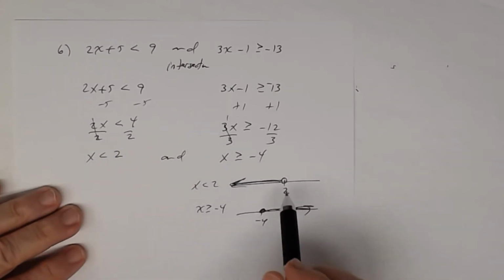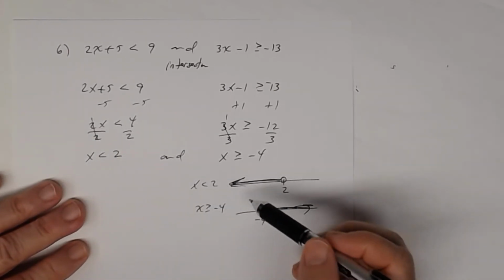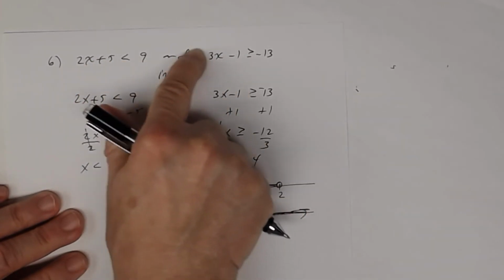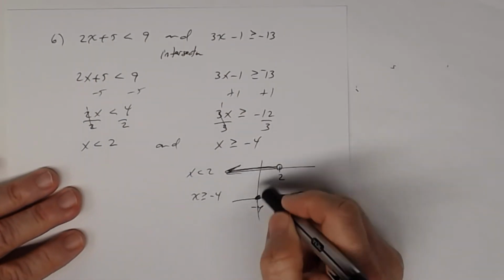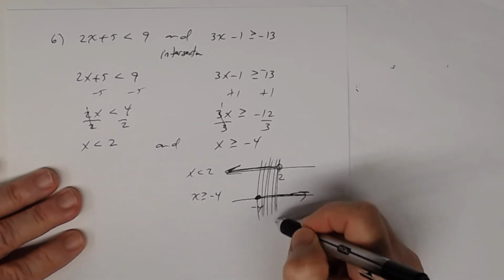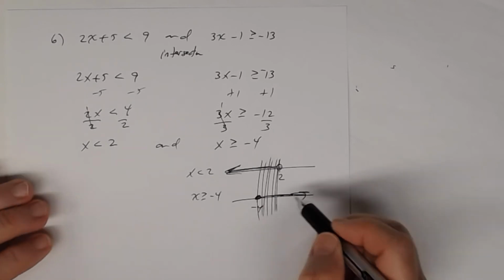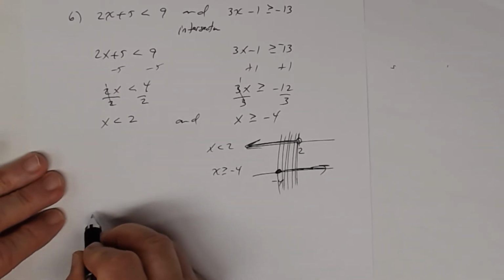Now remember, this is an and statement. So the solution that satisfies both of those at the same time will be any real number that they have in common. So it's going to be from negative 4 to 2. All right? So you're going to write it out like this.